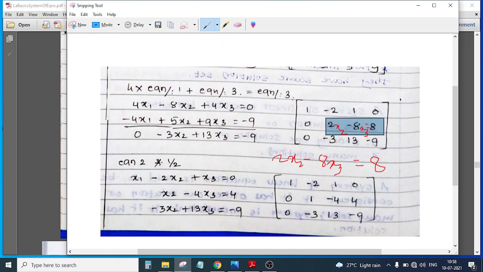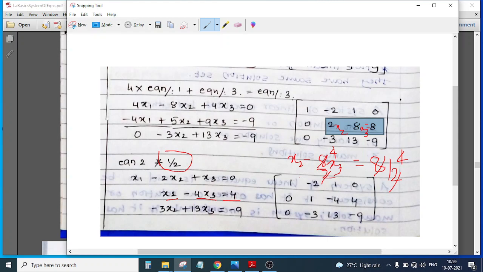Okay, so this equation we are going to multiply with a half. That means when you multiply it with half, this gets divided by 2, this also gets divided by 2, as well as the constant. What is the answer you are getting, friends? This 2 and this 2 would get cancelled. You will get x2. Next, this 2 and 8 will get cancelled. You will get a 4 here. And this 2 and 8 will get cancelled. You will get a 4 here. That means what is the new equation? It is x2 minus 4x3 is equal to 4.